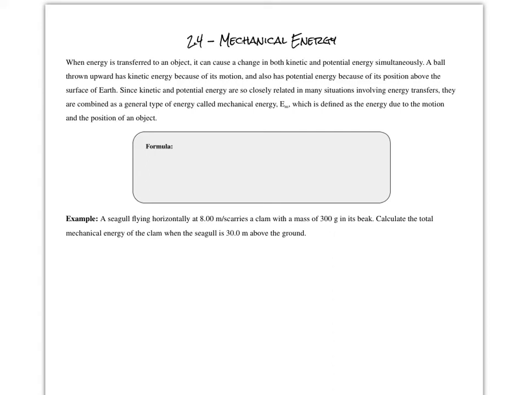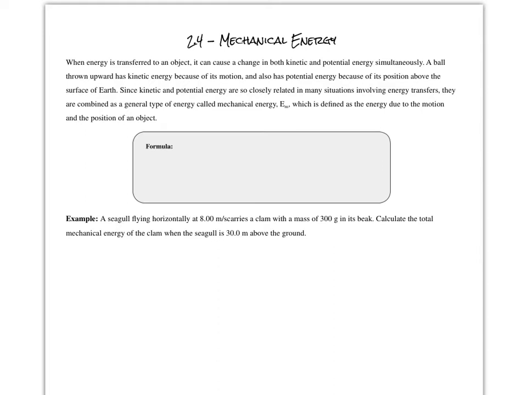Taking a look at mechanical energy, this combines both our kinetic energy and potential energy. So when energy is transferred to an object, it can cause a change in both the kinetic and potential energy simultaneously, or at the same time. For instance, a ball thrown upward has kinetic energy because of its motion in the air, but it also has potential energy because of its position above the surface of the earth.